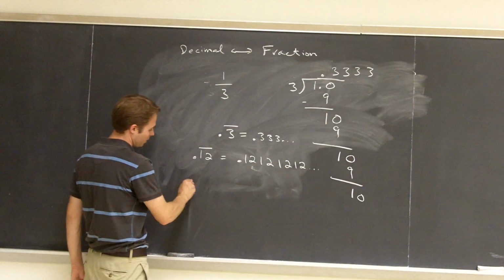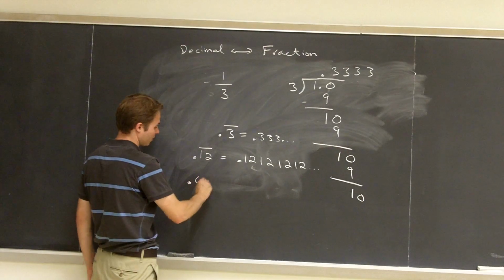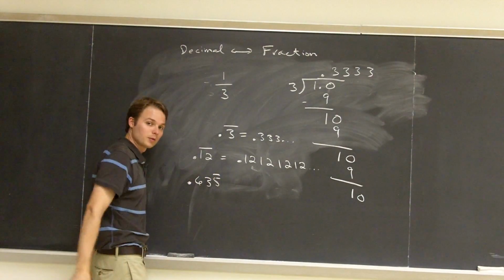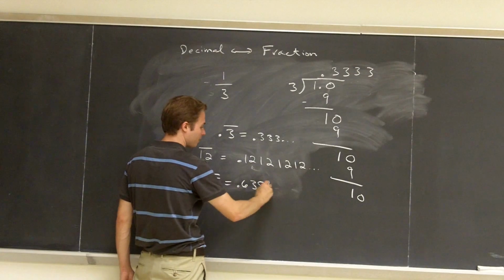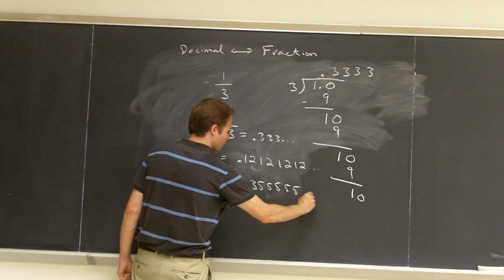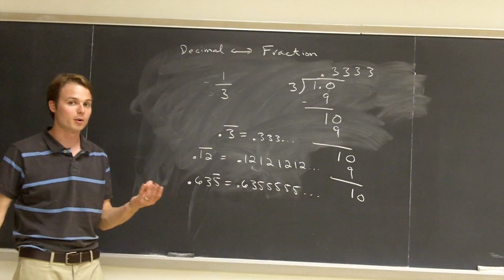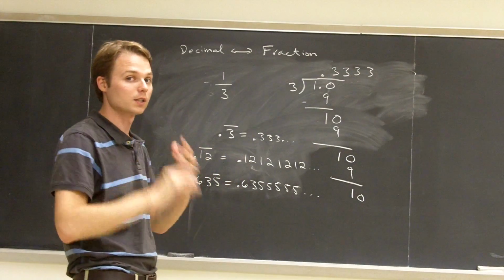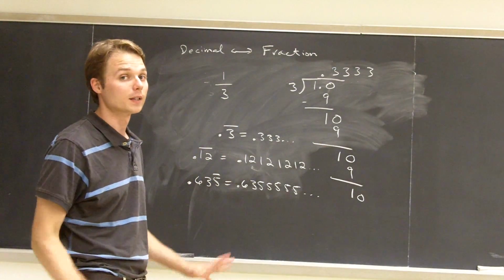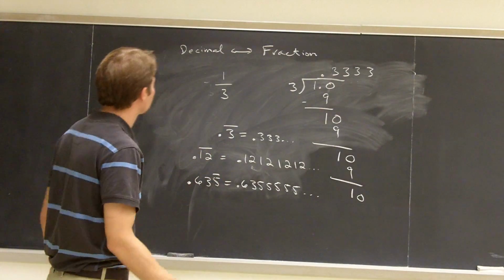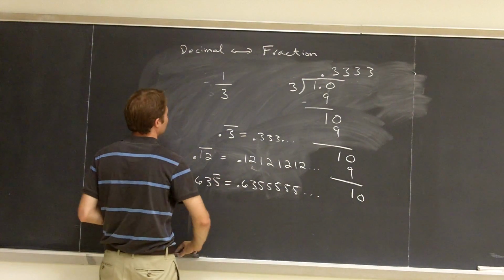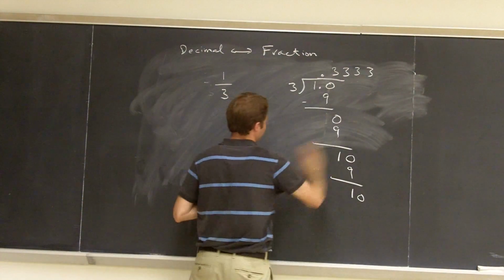If you have the bar only over a specific number, so like 2, 3, 5 repeating, then you get 0.63, and then only 5 repeats forever and ever. So only the part that has the bar repeats over and over, non-terminating, never ends, but it does repeat over and over. Let's try another one.